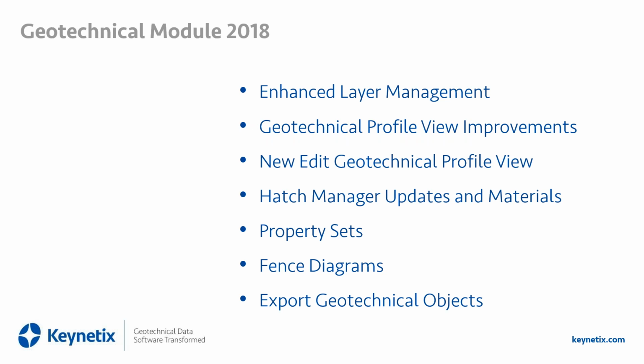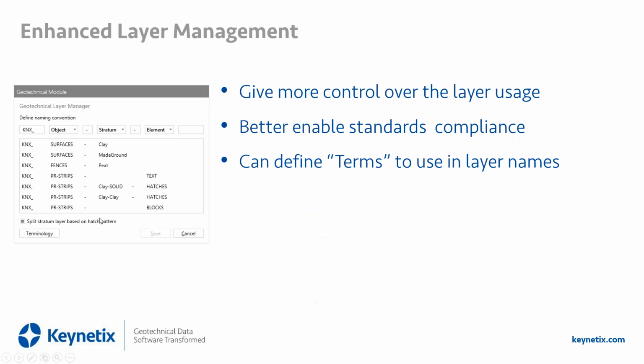So let's get on to the main heart of this presentation, what's new in 2018. These are the main features we're going to cover: the enhanced layer management system, improvements to the geotechnical profile view, the new edit geotechnical profile view command, updates and changes to the hatch manager, property sets. I think the biggie for the 2018 release, the new feature, fence diagrams, and the ability to export the geotechnical objects. So I want to get cracking on straight away to keep time going.